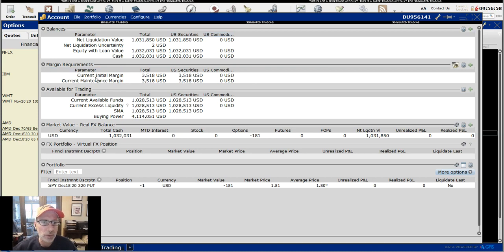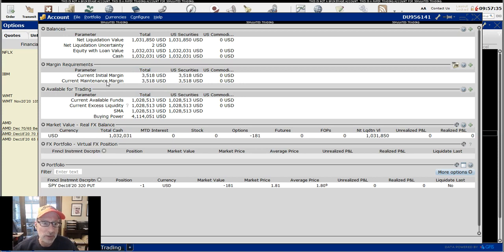Now, here's the current margin requirement. So I sold this 320 put, and right now my margin requirement is $3,518. So that's a little bit more than 10%. That's maybe 11 or 12% margin requirement for selling this SPY put option, right? It would be $32,000 to buy 100 shares, but my margin requirement is $3,500. So that's 11, 12%, a little under 12%, the margin requirement. So in order for me to hold this trade, I have to hold aside $3,518.